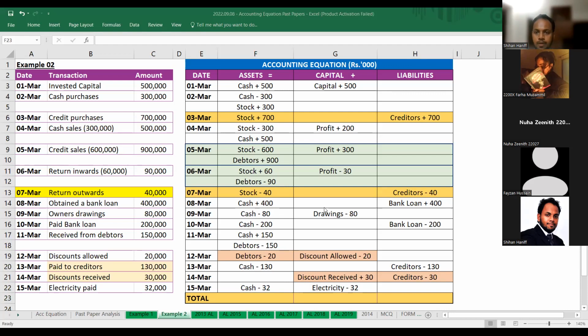Okay. I got few answers. 1,000. Yeah, good. One five six eight, 1,568,000 total assets, total liabilities 700. Capital is 868.